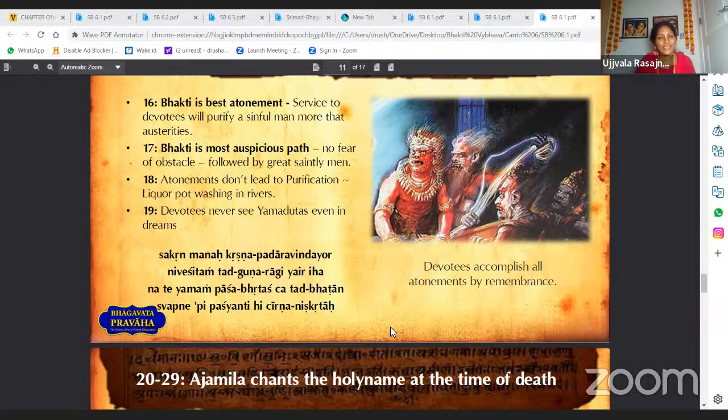So, when one practices bhakti like that, sakran, even a little bit, nate yamam pasha bhritascha tad bhatan. Yama pasha bhritas: Yamaraj's soldiers and their noose will not be seen, swapnepi pashyanti. The messengers of Yamaraja with their noose are not seen even in the dream.